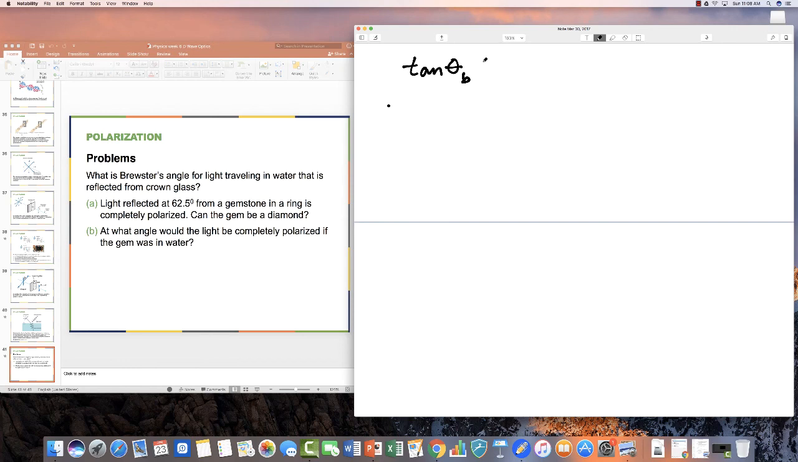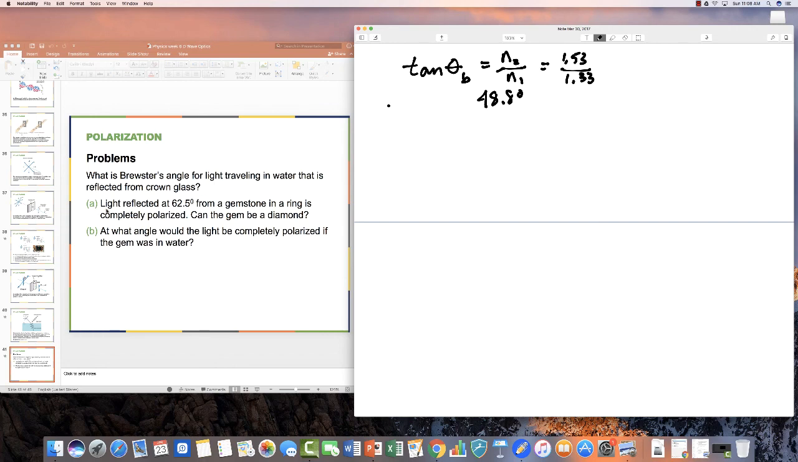The tangent of Brewster's angle is equal to the second medium divided by the first. In this case, the first medium is water, the second medium is crown glass. So if you look those up in the table, you get 1.53 divided by 1.33. And if you take that division and the arc tangent of that, you get 48.8 degrees.